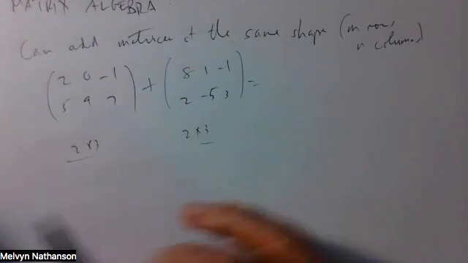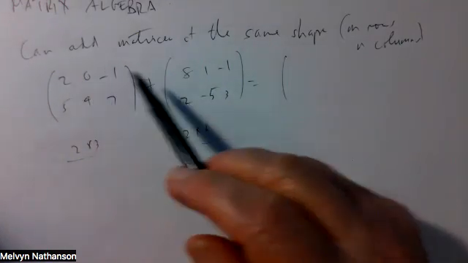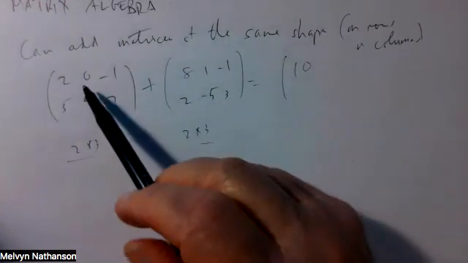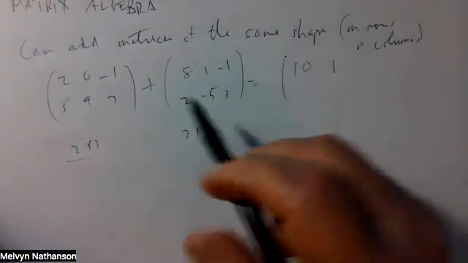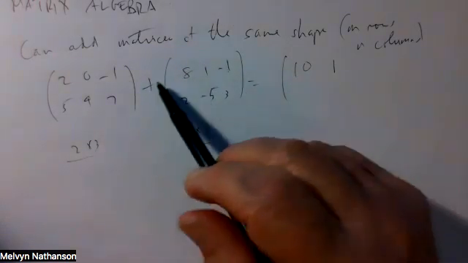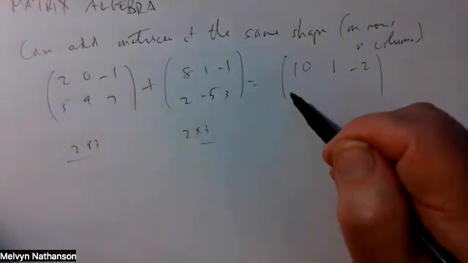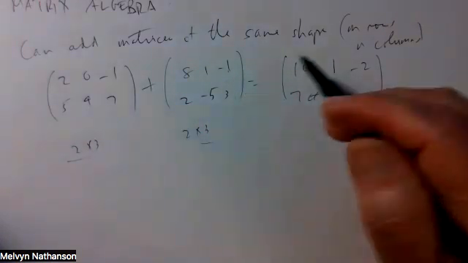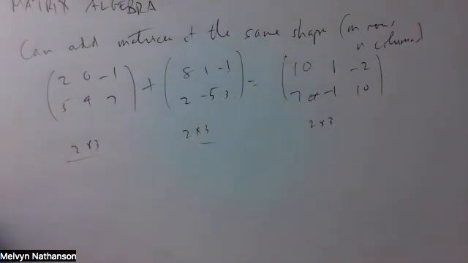But you add them by adding the coordinates. This is the first row, first column coordinate. First row, first column coordinate. 2 plus 8 is 10. First row, second column, first row, second column, 0 plus 1 is 1. First row, third column, first row, third column, minus 1 plus minus 1 is minus 2. And similarly, you get 5 plus 2 is 7. 4 minus 5 is minus 1. 7 plus 3 is 10. Again, it's a 2 by 3 matrix.